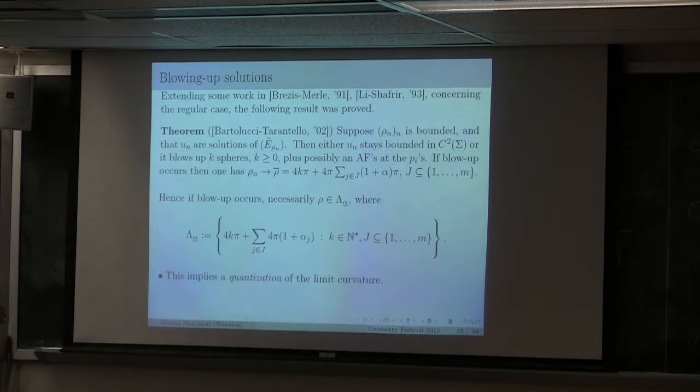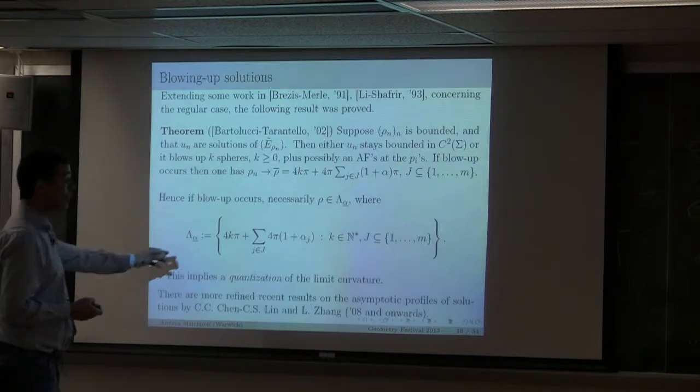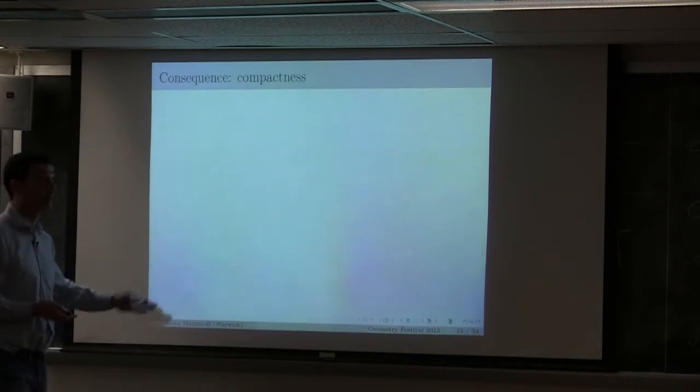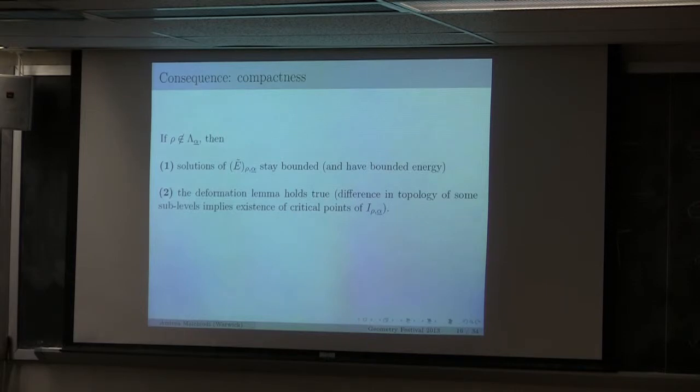And an immediate consequence of this result, which has also been refined by Chen, Lin, and Zhang, but I will care about the quantization mostly, is that if you avoid those critical values for the curvature, then you stay compact. So if rho doesn't belong to this set, then you have compactness of solutions, so they will stay uniformly bounded. And also, in fact, the deformation lemma holds true. So if you can pick up some difference in topology between different sublevels, then there will be a critical point in between. The second statement is actually not completely trivial and relies on some entropy inequality proved by Struwe at the end of the 80s.